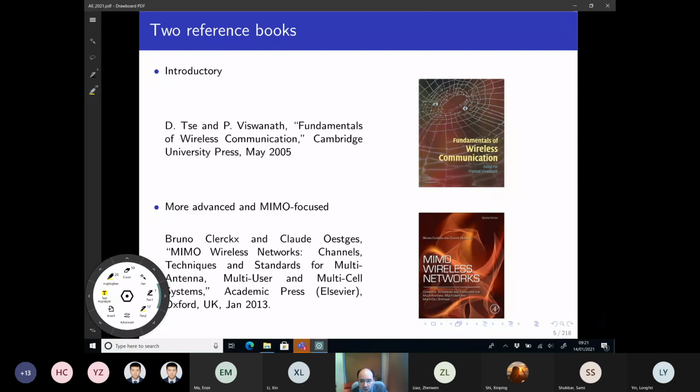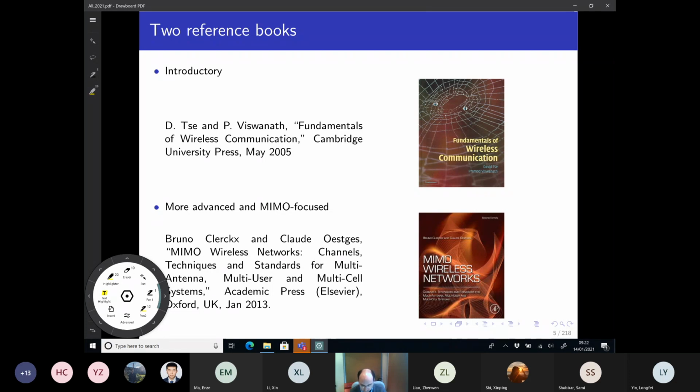Right. Reference books. There are two books that you can look at. There is David Tse's book, the first one, which is a very good book on wireless communications, covering the fundamentals. And then you have my book on MIMO wireless networks. You can find those two books in the library, and you can find them online. You have access to them. The difference between the two is that the second one is more advanced. It really starts from MIMO, essentially. From the very beginning, chapter 1 is about MIMO processing.